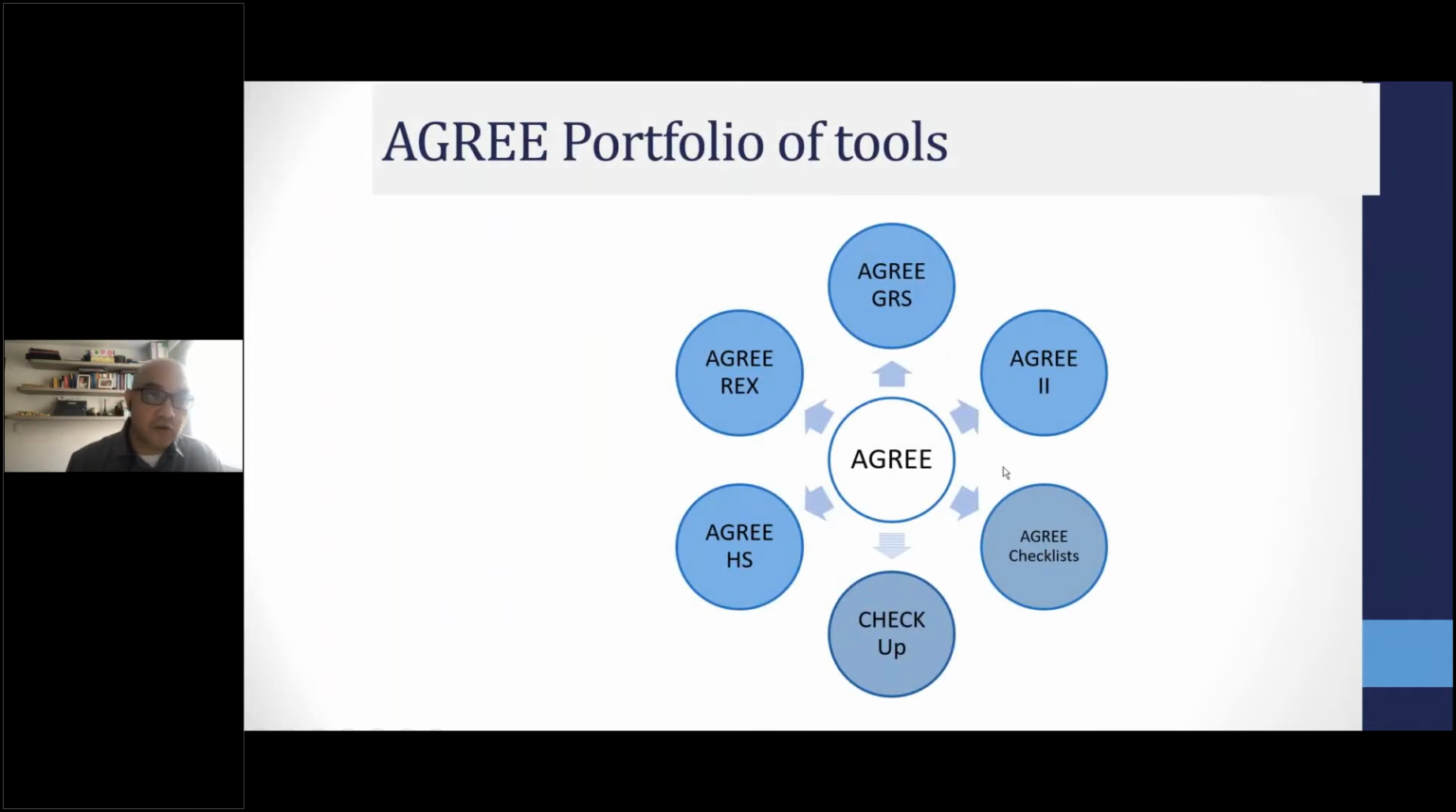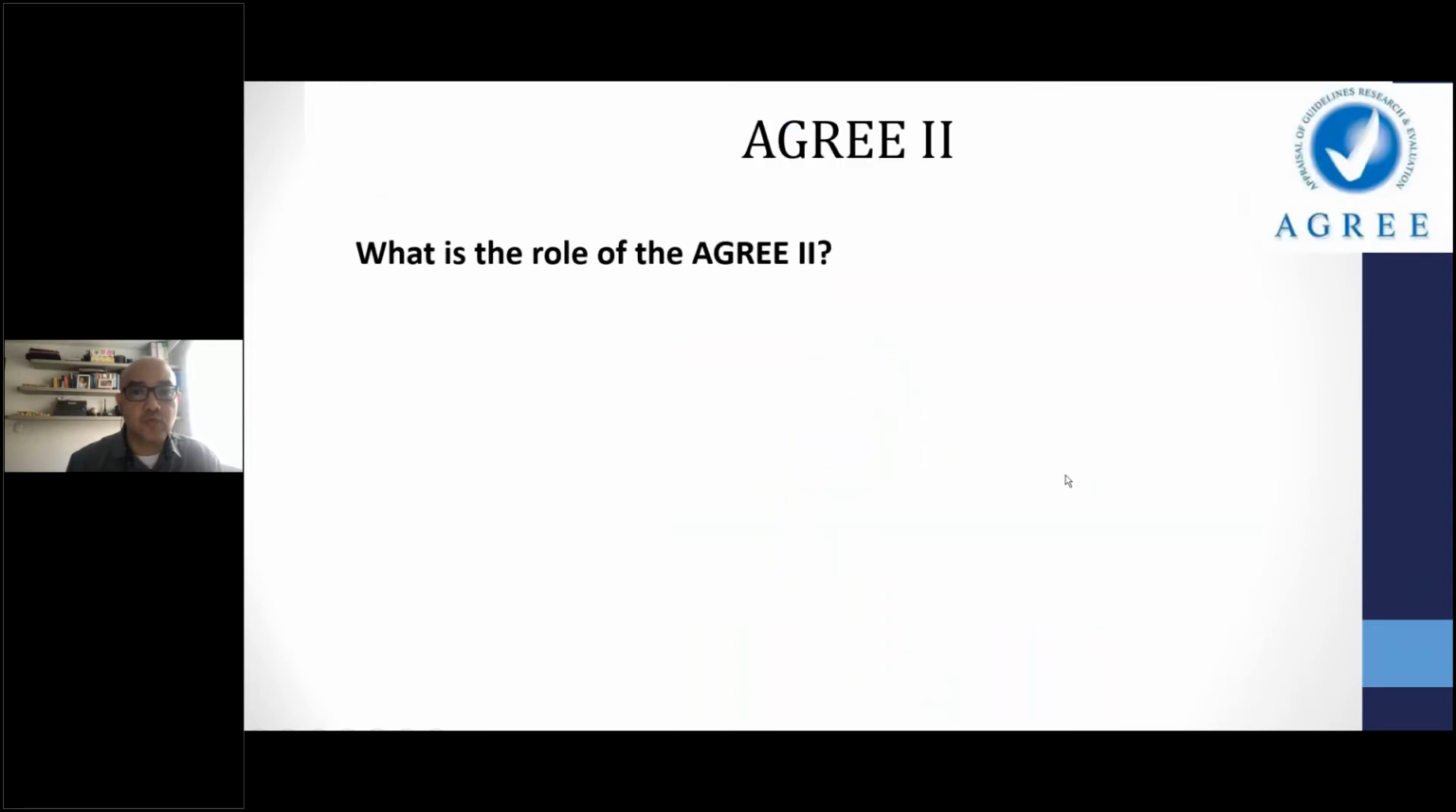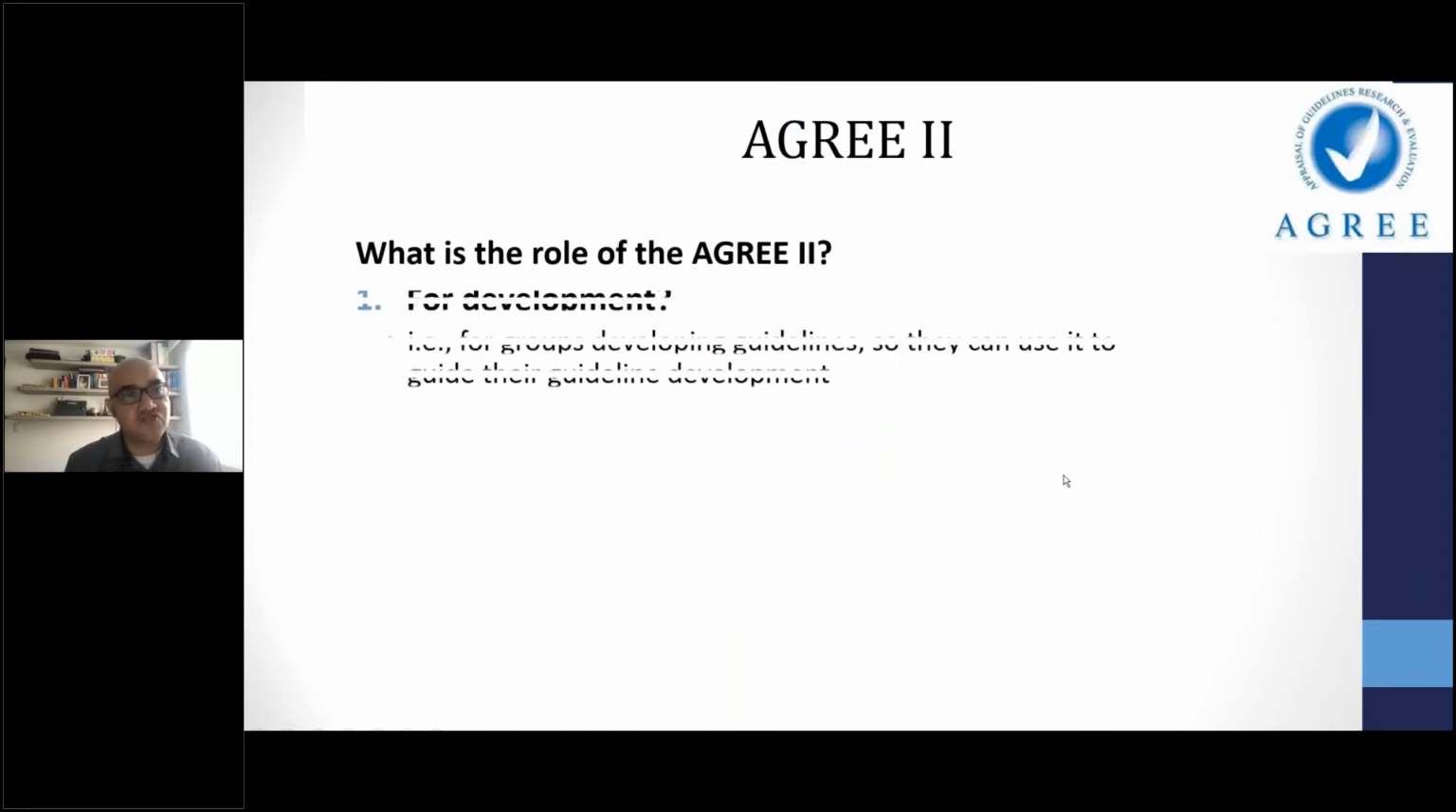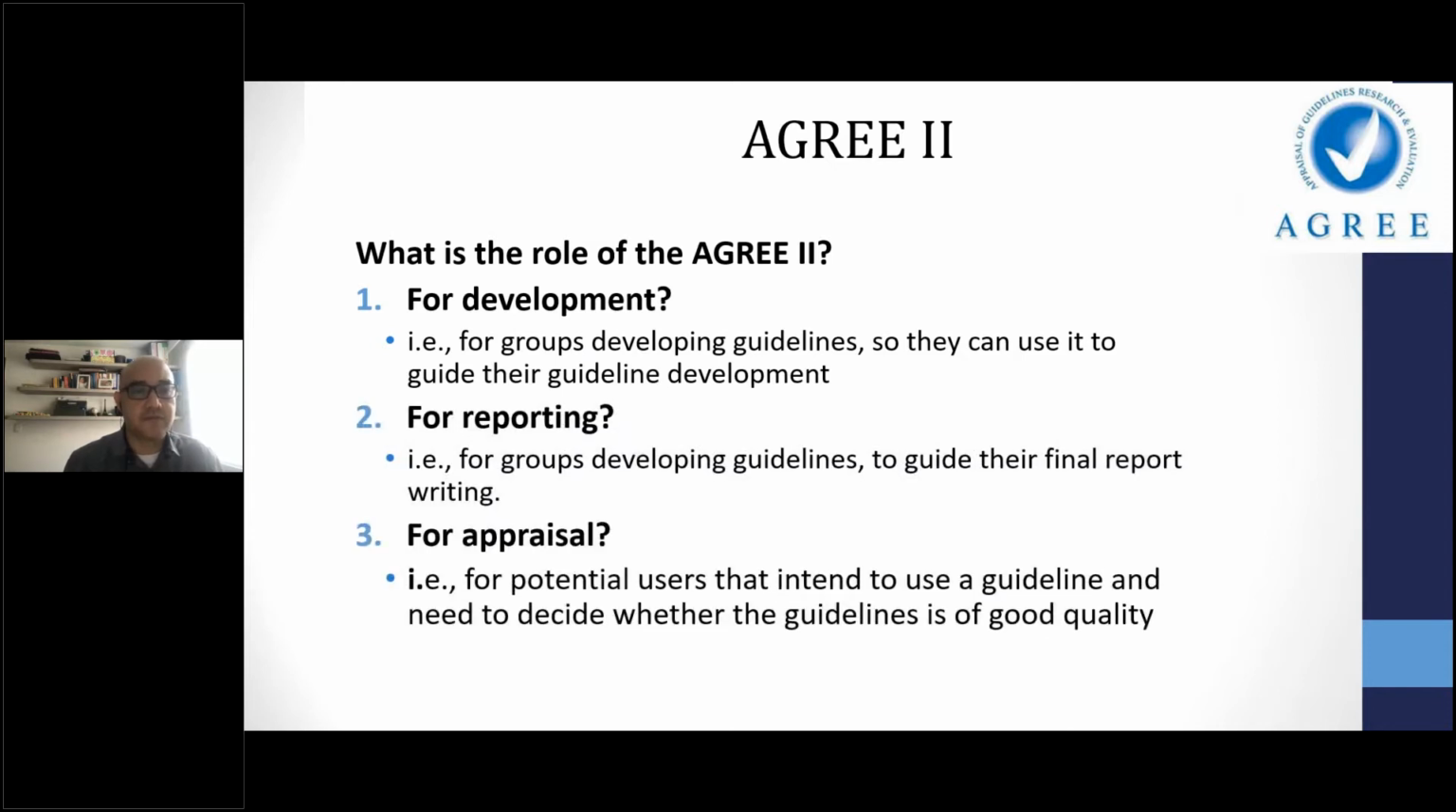So we have a portfolio of tools. I'm going to go very rapidly through most of them. I'm going to spend a little more time on AGREE 2 and AGREE-REX, which are the most important tools, and I will mention why. Next, please. AGREE 2 is the one we are going to start with. Next, please. I mention it a little because all this collaboration started with AGREE 2. Next and next, please. Yes, please. And what is the role of AGREE?